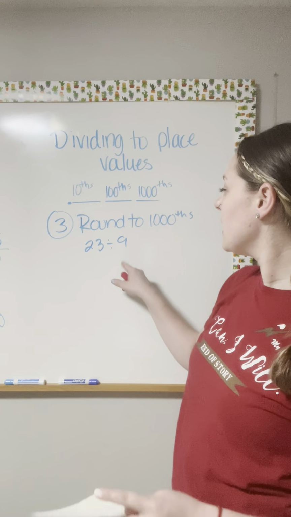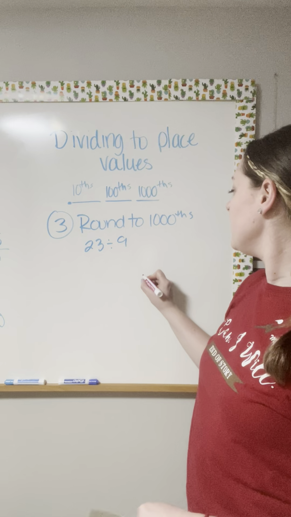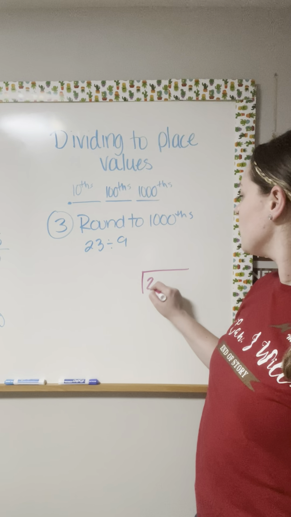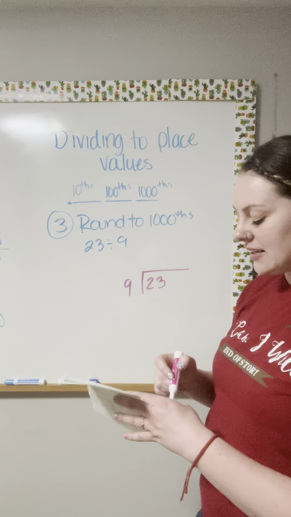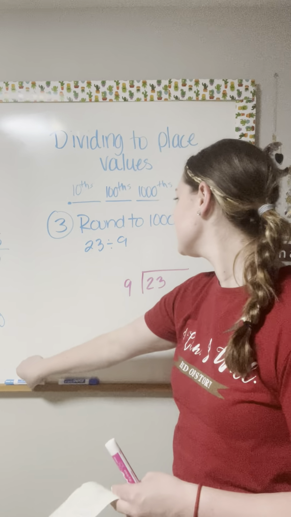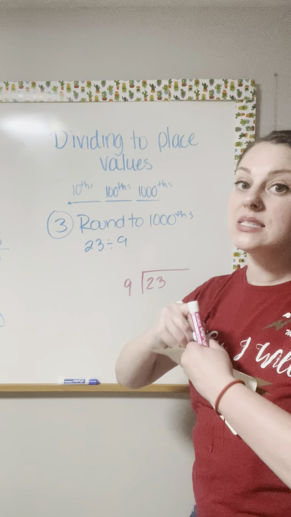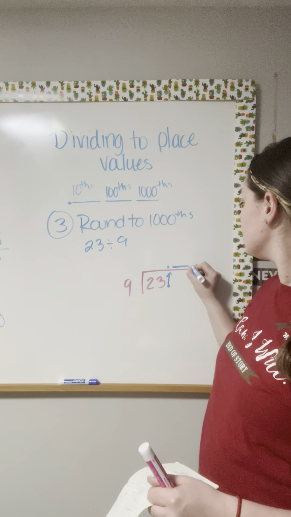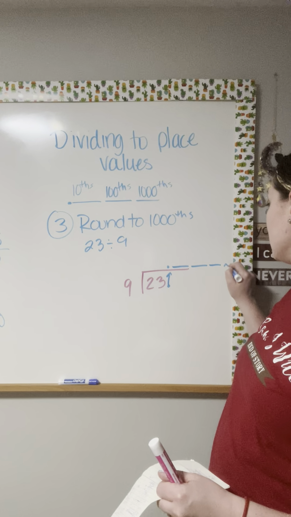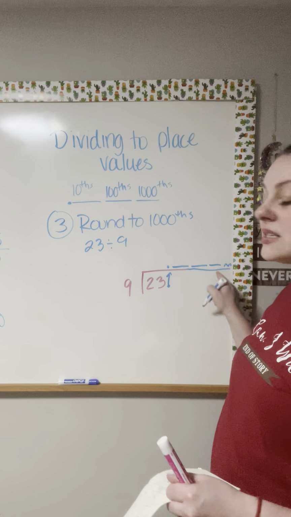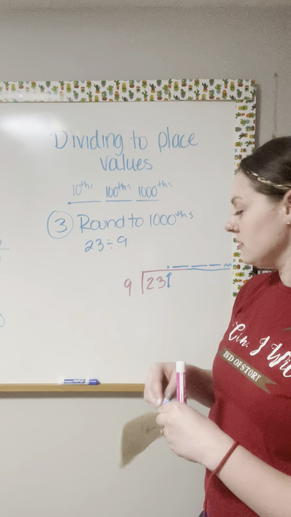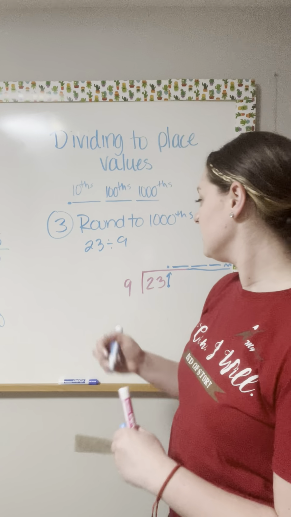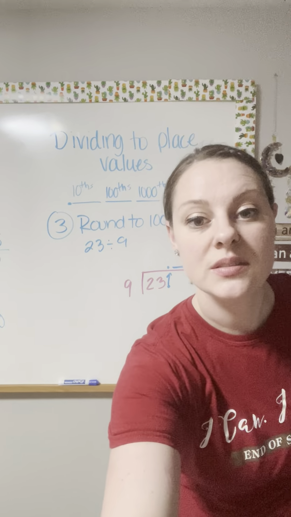So we have 23 divided by 9. So first number on top, I got 23 here and 9 out here. I should have really given myself more space. And I'm rounding to the thousandths place. So here we go. I'm going to put tenths, hundredths, thousandths, and then this number is going to tell me if I'm going to round or not. Pause. So here we go.